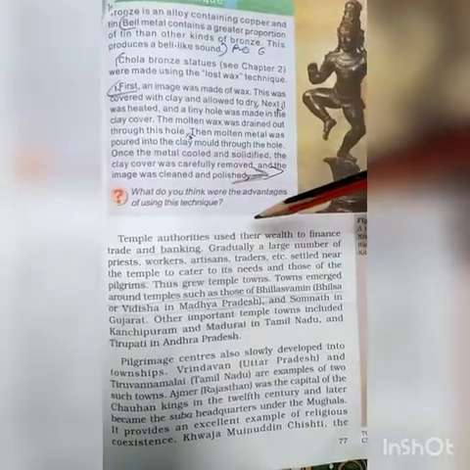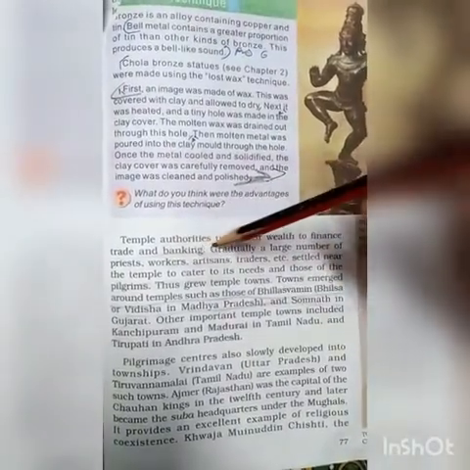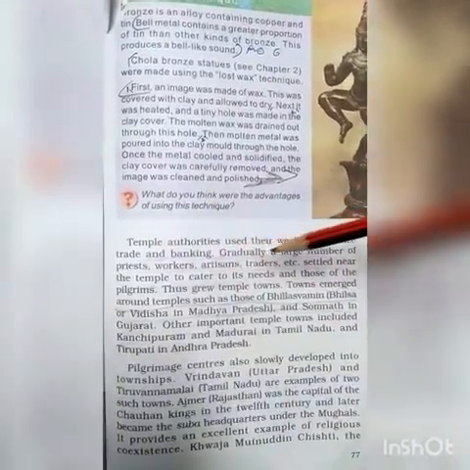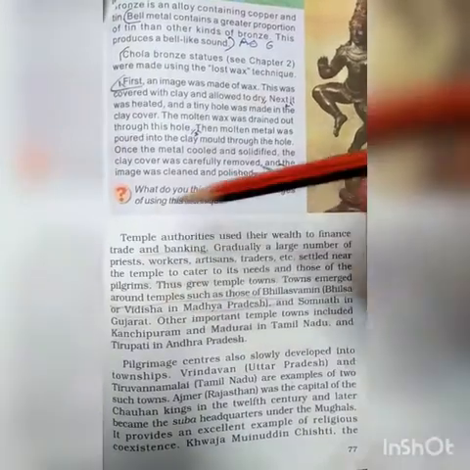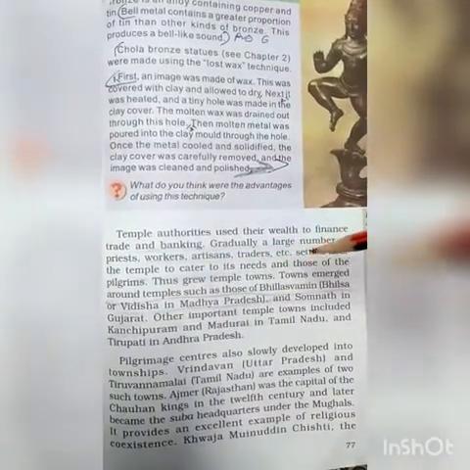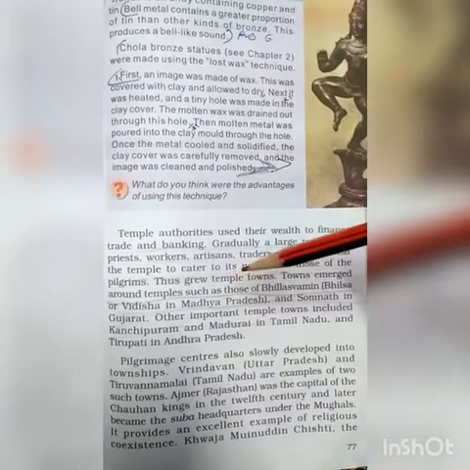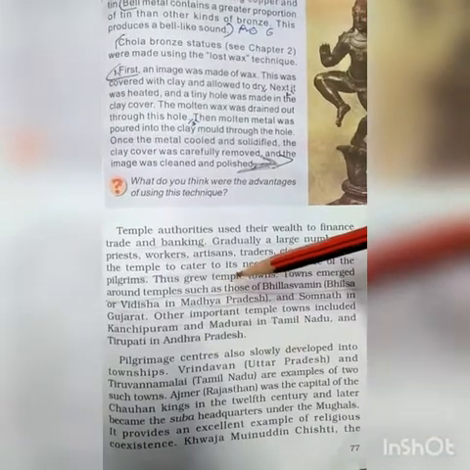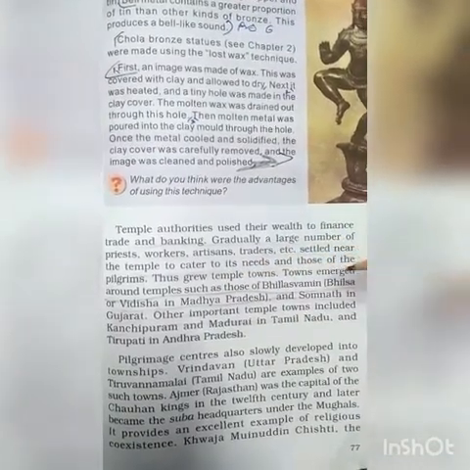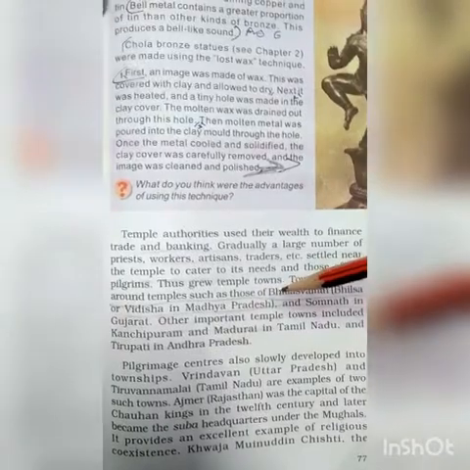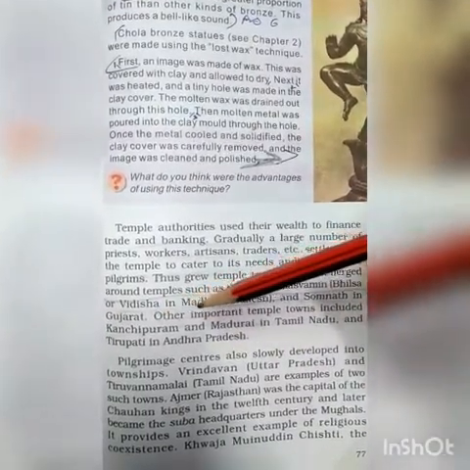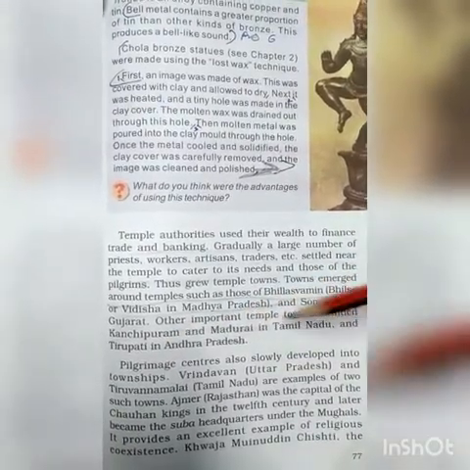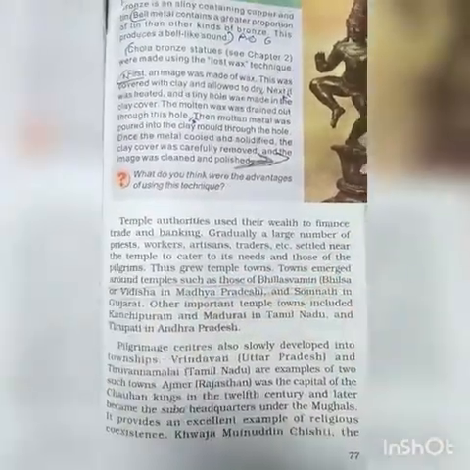Temple authorities used their wealth to finance trade and banking. A large number of priests, workers, artisans, traders, etc. settled near the temple to take care of its needs and those of the pilgrims. Thus grew temple towns. Towns emerged around temples such as those of Bilaswami, Bhilsa or Vidisha in Madhya Pradesh and Somnath in Gujarat. Other important temple towns included Kanchipuram and Madurai in Tamil Nadu and Tirupati in Andhra Pradesh.